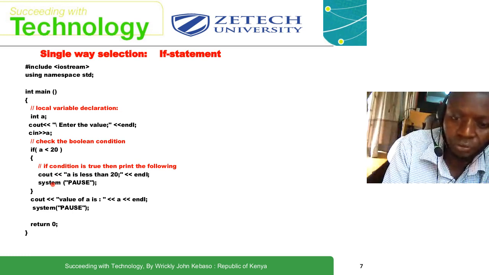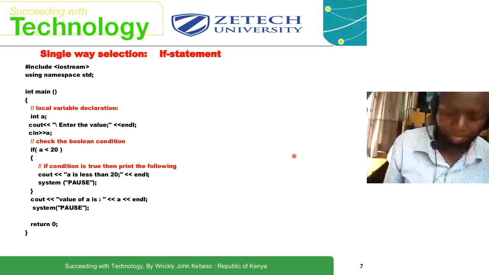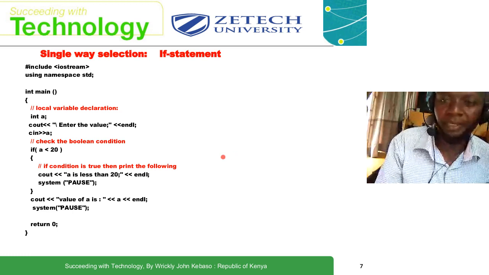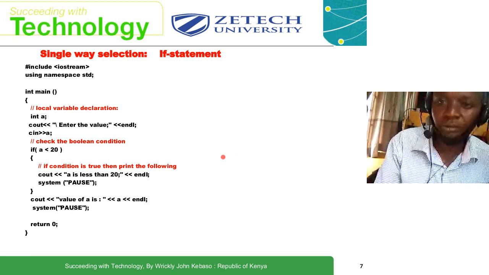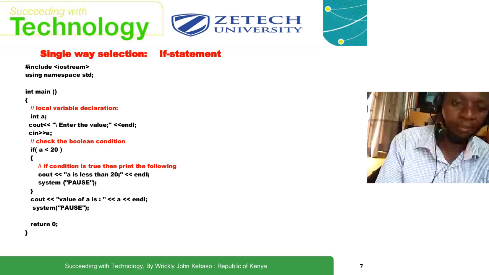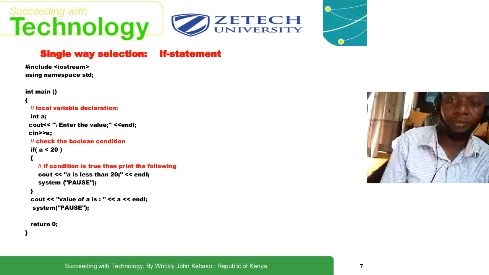And if not clear, I am now opening up the forum for any question so that we can proceed from there. If there's any question on single way selection, before I proceed on this example, can I hear any question? I hope that I'm clear on my explanation. Any question? Kindly, any question?